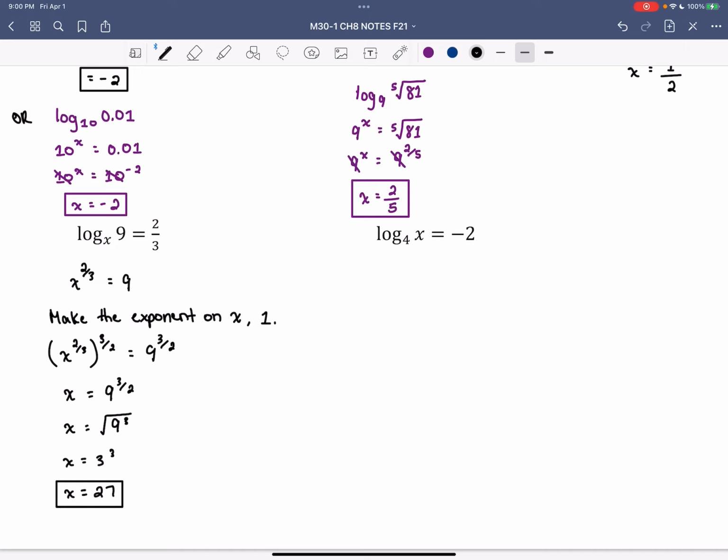Last one, log base 4 of x equals negative 2. So here we're looking for the argument again. Change it to exponential form. The base 4 to the power of the exponent negative 2 equals the argument x. And then we can simplify the left side. 4 to the negative 2 is 1 over 4 to the power of 2, which is 1 over 16. So x equals 1 over 16.